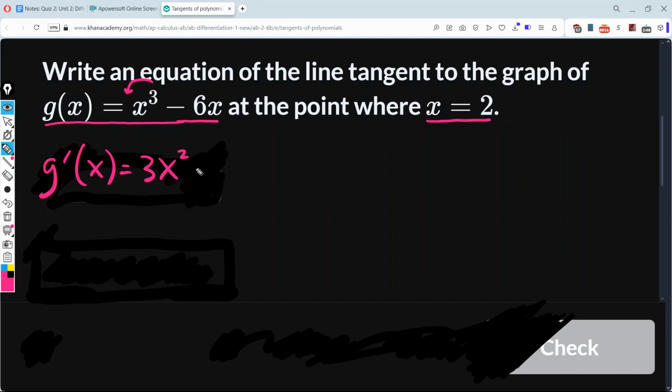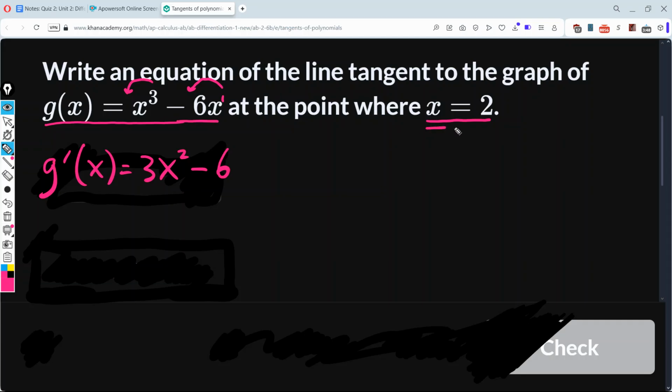Derivative of negative 6x is just negative 6. This is x to the first power. You move the 1 out front. 1 times negative 6 is negative 6. Decrease the exponent by 1. 1 minus 1 is 0. So you have x to the 0, but x to the 0 is just 1, so you don't need it. You just leave that off. So that's g prime of x.